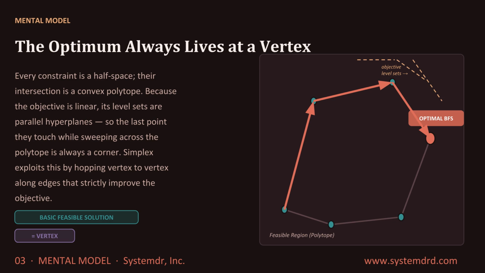Algebraically, we call that corner a basic feasible solution, or BFS. It's just the formal name for a vertex. Exactly the number of variables minus the number of constraints get set to 0. And Simplex's entire strategy follows from this. Start at one vertex and hop along the edges of the polytope to adjacent vertices that strictly improve the objective, stopping the moment no neighboring vertex is better. On screen, you can see that path traced in coral, starting from one corner of the feasible region and walking edge by edge toward the optimal vertex, while the dashed gold lines show the objective sweeping across in parallel.